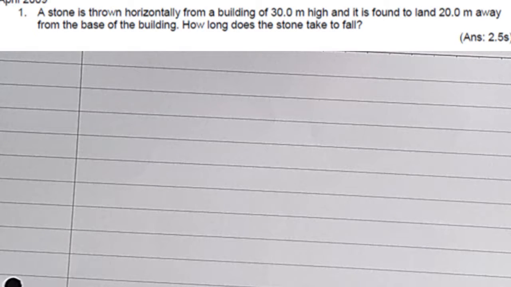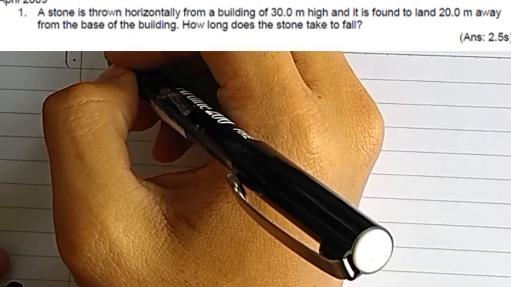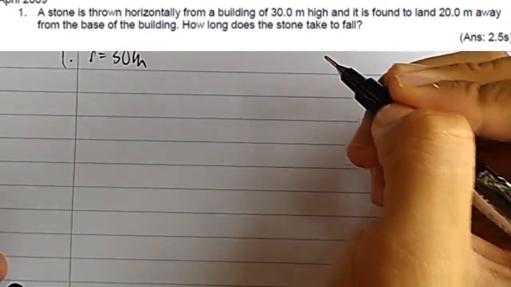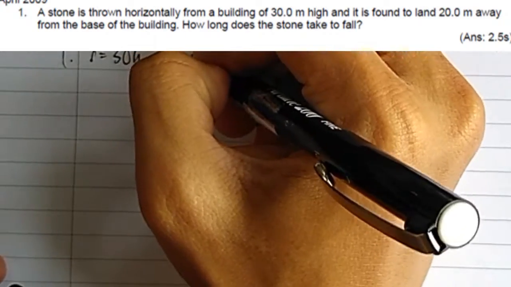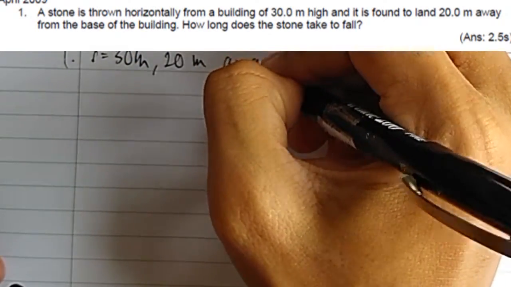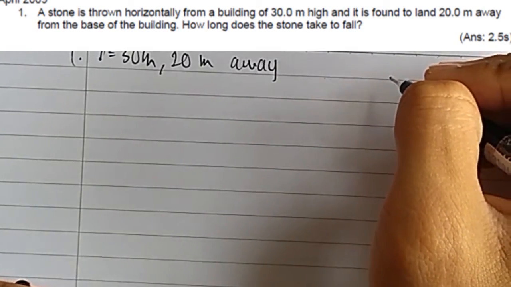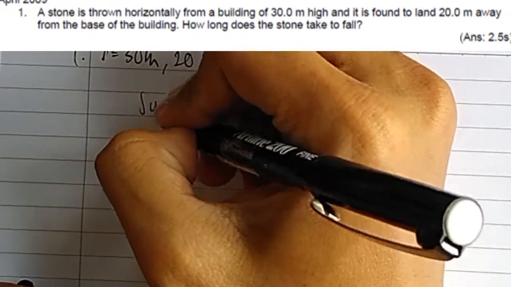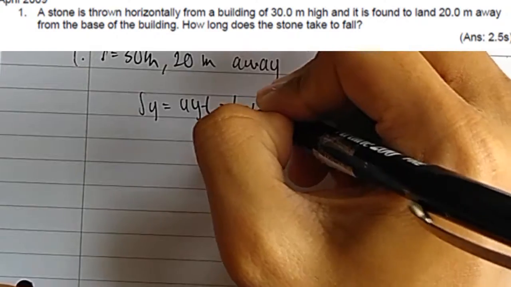So first of all, we have to bring out all of the information. We have S of 30 meter, and then we have that the stone lands 20 meter away from the building. So how long does the stone take to fall? In here we can use the formula of Sy equals to Uyt minus half gt squared.